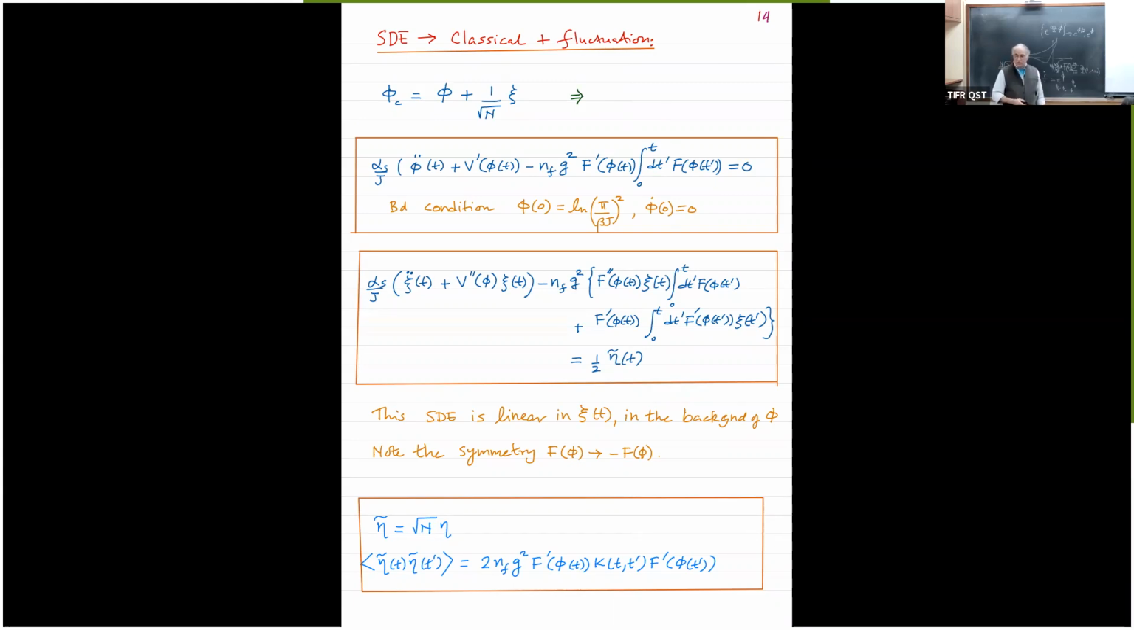So now we have that big stochastic complicated equation. We further simplify it by looking at 1 upon root and fluctuation. So the main big nonlinear equation is this one. This is actually a linear equation when you substitute the solution over here for zeta.